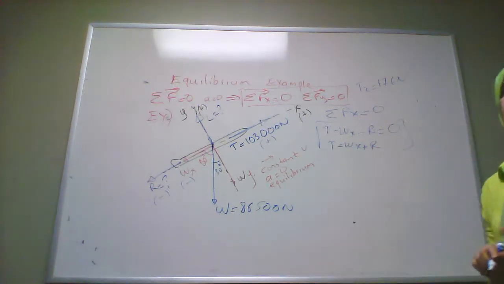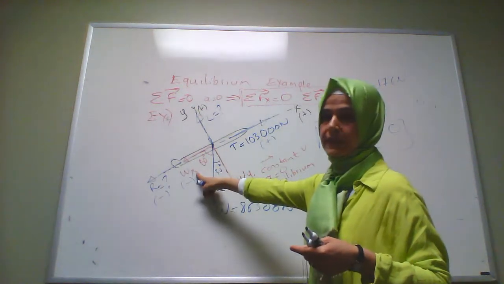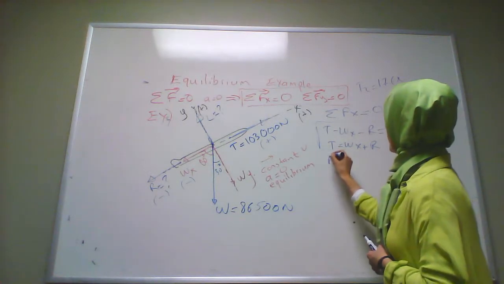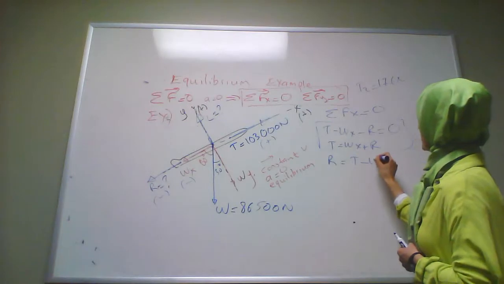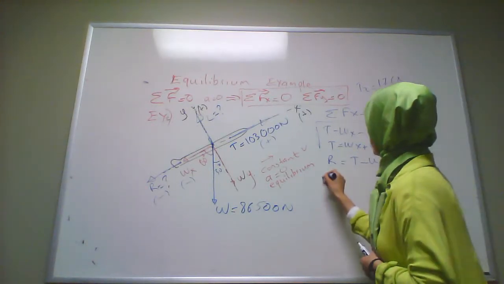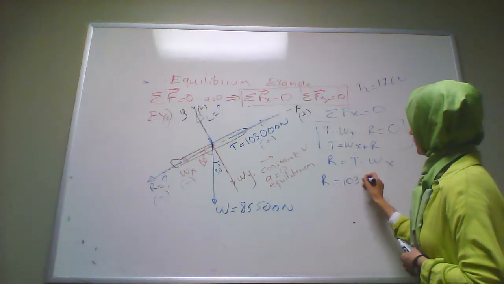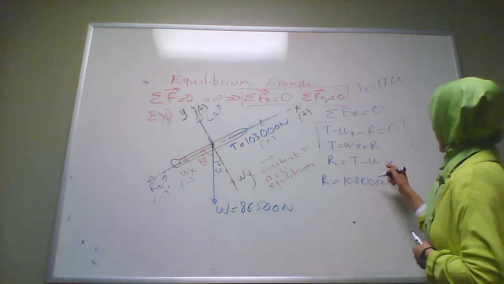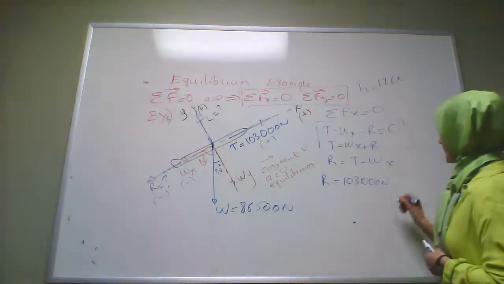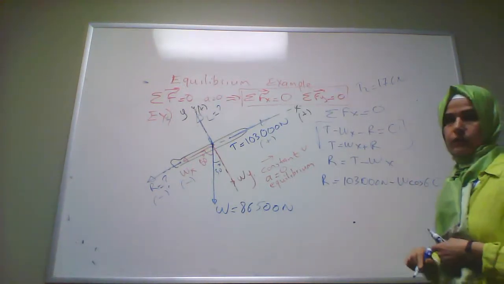And I'm going to solve for R now in here. I know omega, W. I can find Wx. And I know T, I can get to R. Solving for R in here, I'll get R is equal to T minus Wx. You can use either equation. All give you the same. T is 103,000 Newton. And Wx will be W times cosine 60 as always. And this will give us the value of R.